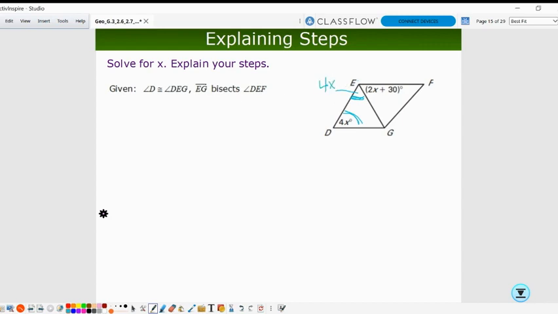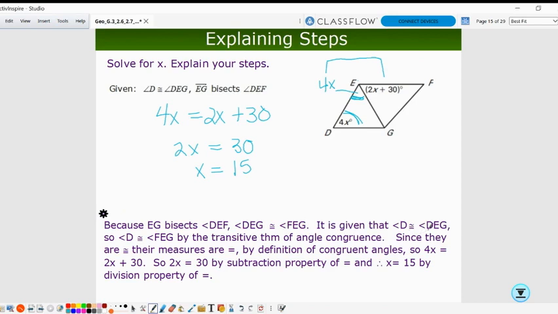Then we have EG bisects DEF. This is your bisector. Remember that a bisector is going to cut your angle into two equal pieces. Therefore, 4x and 2x plus 3 are equal. I can set that up and solve for x. As I solve for x, I am subtracting 2x. Then I'm using the division property of equality. Take a look at it explained in a paragraph.